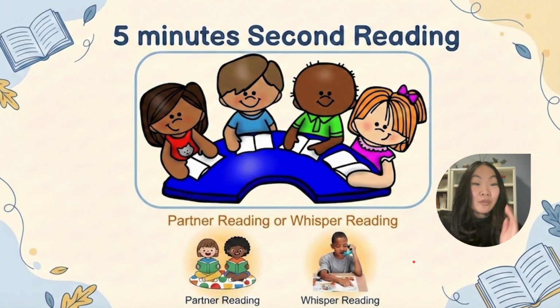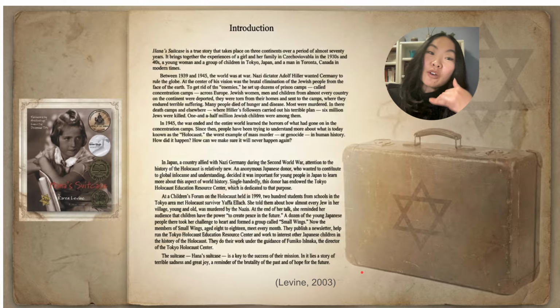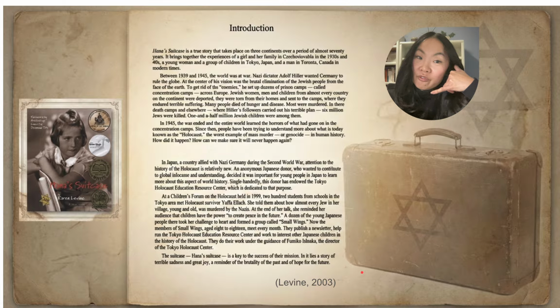So after the first read, we'll go right into the 5 minutes of the second reading. Now, you could choose partner reading or you could choose whisper reading. If you feel that your students need more support, then I would go ahead and choose the partner reading. I am going to be doing the whisper reading with my students. I am working on prosody with my students. So I really am working on having students read in a way that sounds like a conversation. So they'll be holding the little phones so that they can hear themselves read.